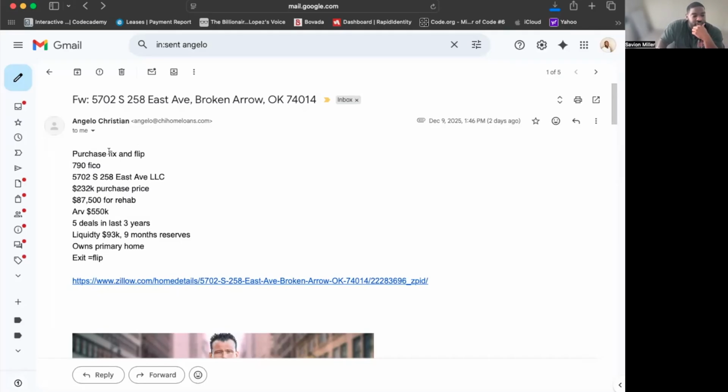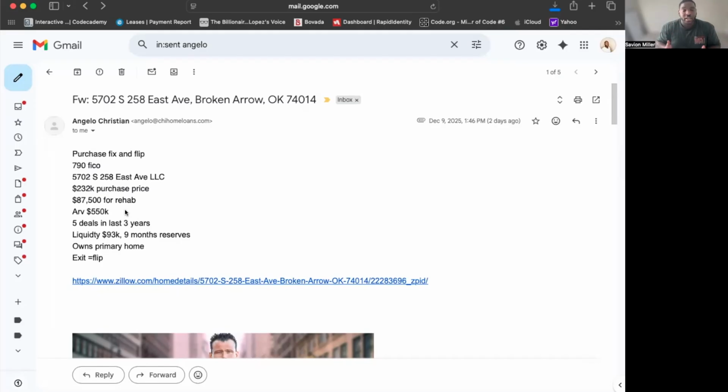So here we go. Purchase. The type of deal is a fix and flip. Obviously, you want to get the address. The address is here. And then after that, you want to see the type of deal that it is. It's a purchase. You have a fix and flip. That's the strategy. And then you want to get the purchase price. So we have the purchase price here, $232. The rehab budget, $87,500. And then the expected ARV of $550. Now that's the deal, right? That's going to be the deal part.